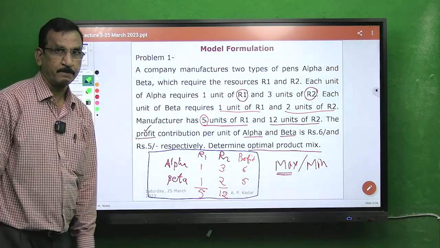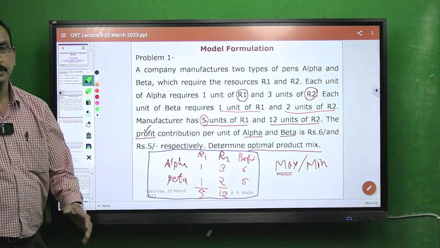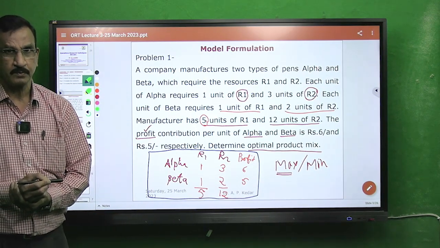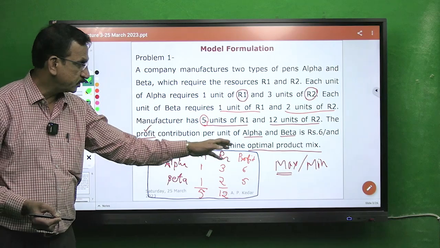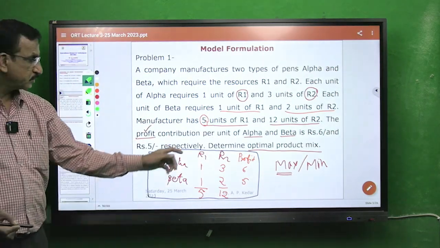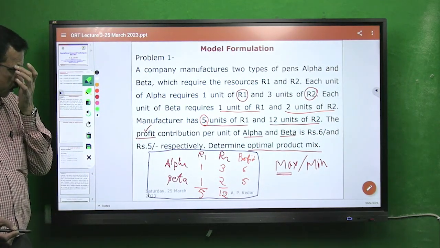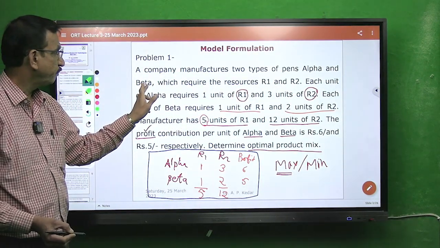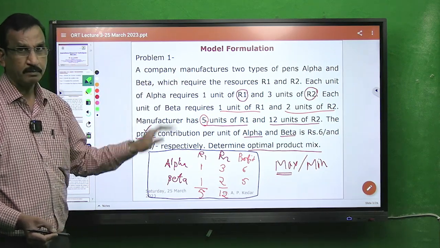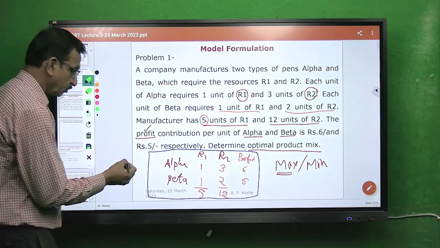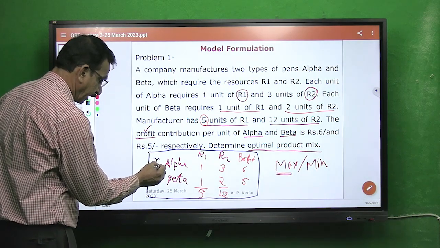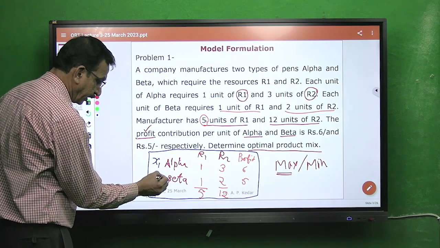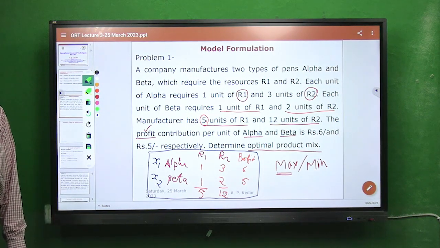Now we have seen in the steps that we have to identify the decision variable. What is asked in the problem is to determine the optimal product mix. When it is given to determine optimal product mix, we have to decide the number of units to be produced of the pen category alpha and category beta. So to begin with, we will assume let x1 be the units of alpha pen to be produced and x2 be the units of beta pen to be produced.